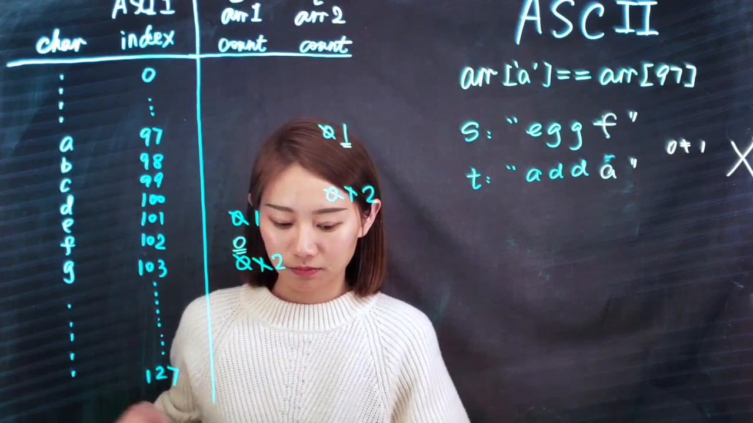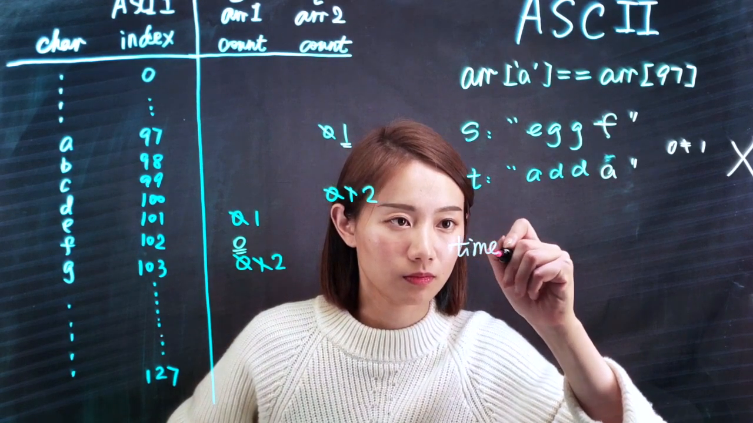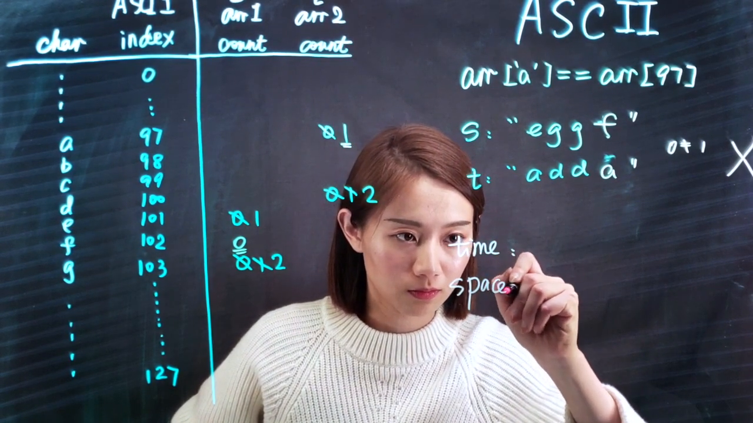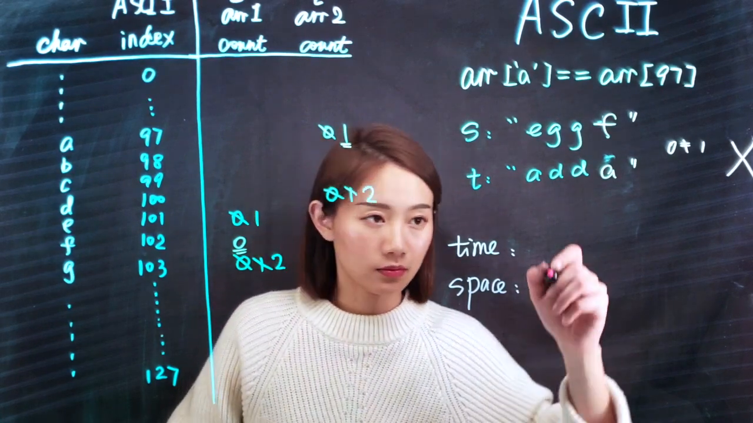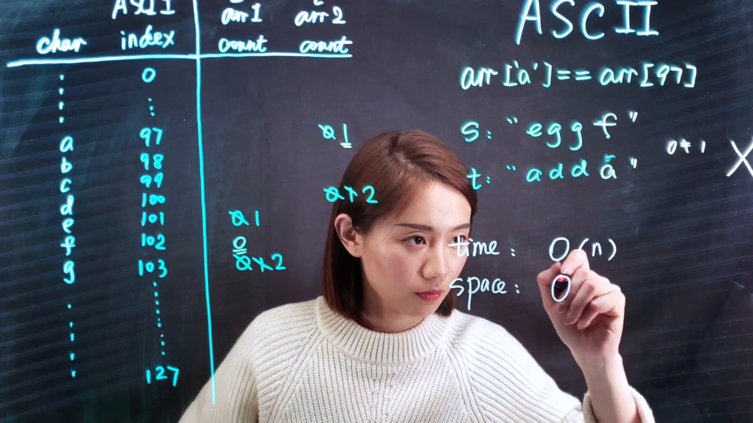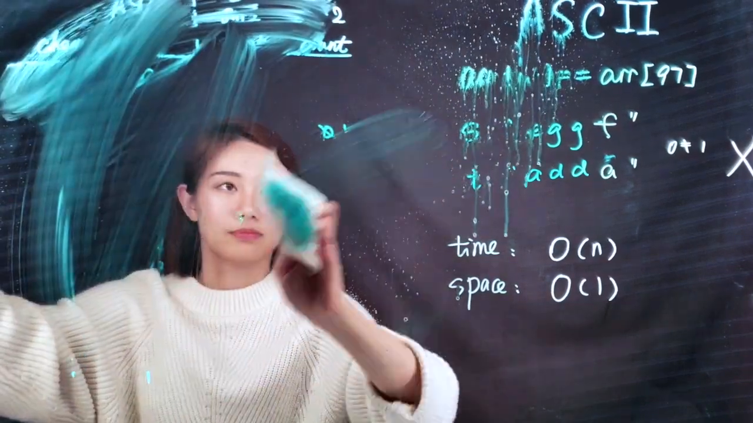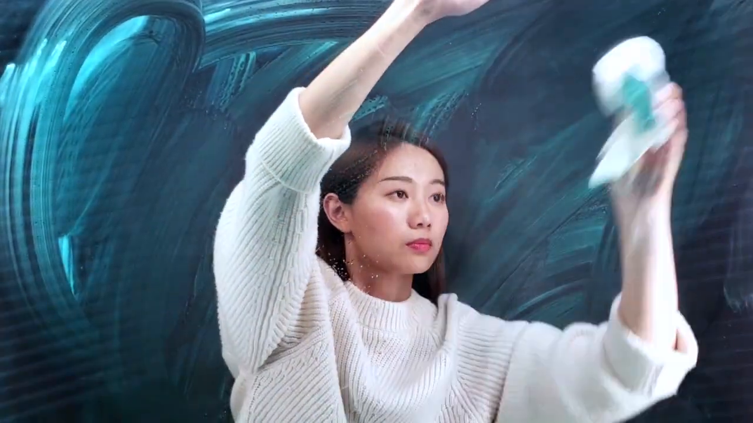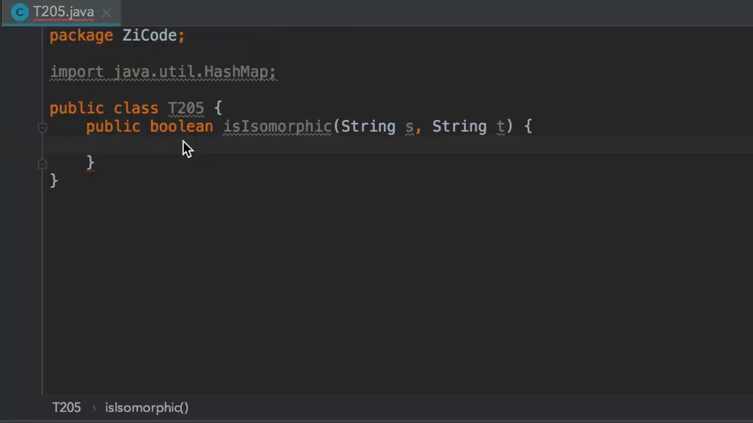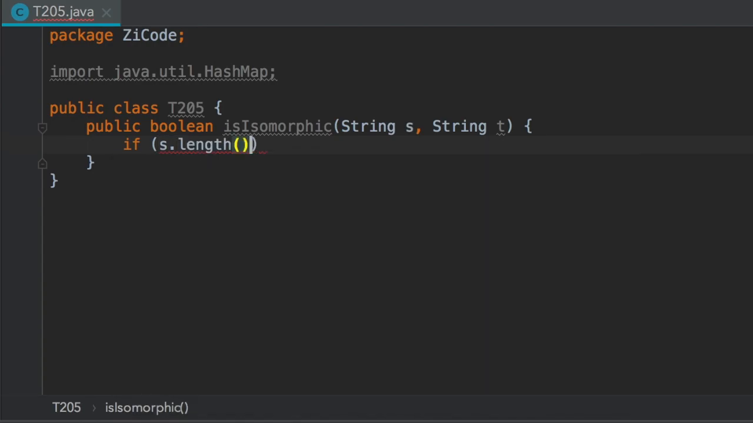Well, as always, before diving into the code, what is the time and space complexity of this solution? Similar to the hash table solution, the time complexity is O(n) and the space complexity is O(1) because there are 128 characters in the ASCII table and 128 is a constant. Now we can code this solution with Java. First, the same as the hash table solution, check the length of the two strings. If not the same, just return false.